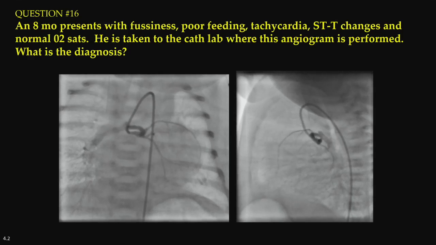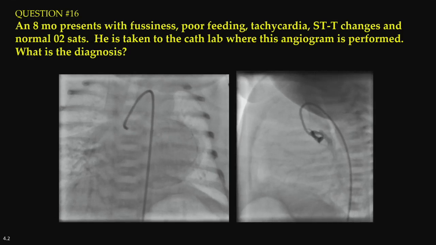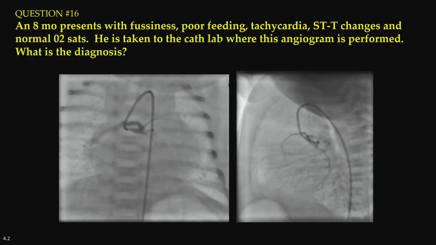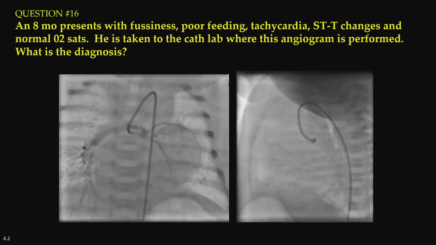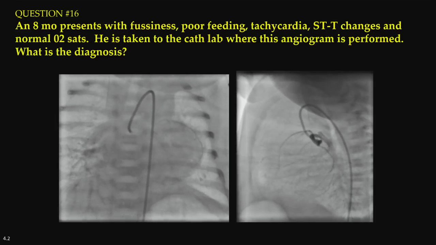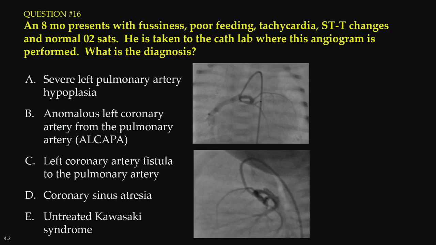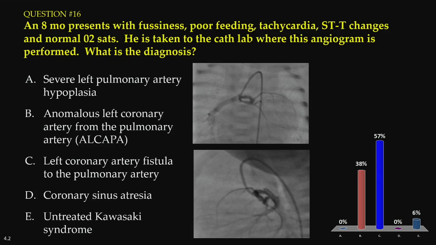Where's that catheter? It's in the aorta, coming up the aorta and around, so you're injecting from the aorta, right? Okay. All right. So the answer here is C, and for those of you who chose B, the truth is that you have a left coronary artery connecting to the pulmonary artery.